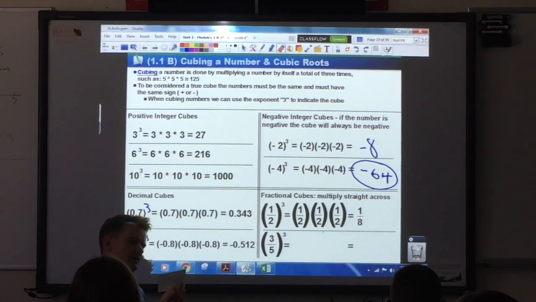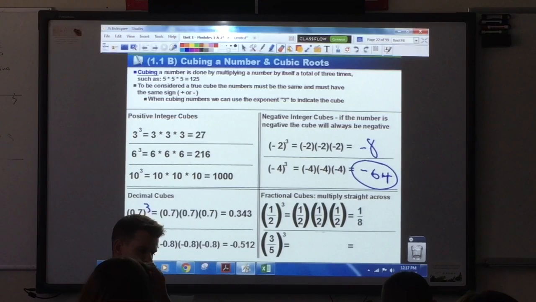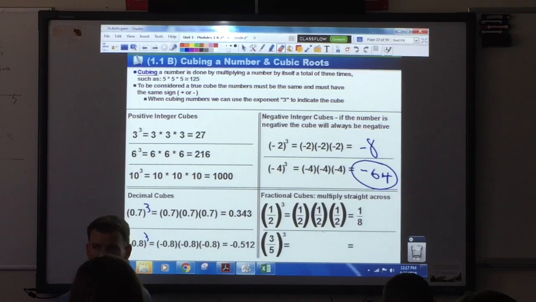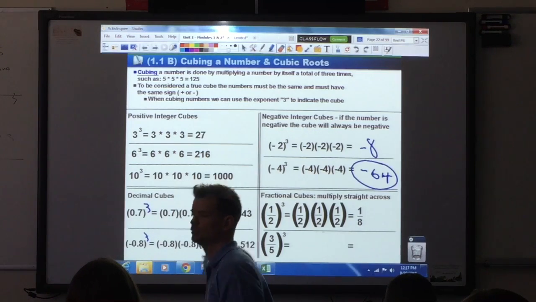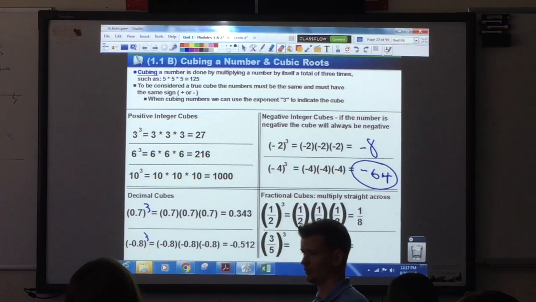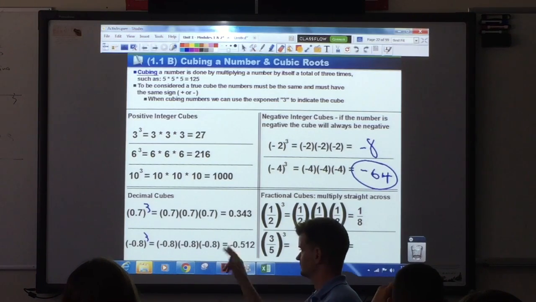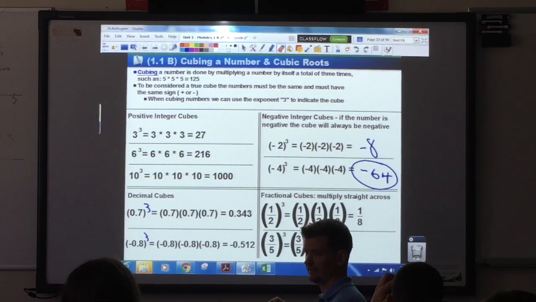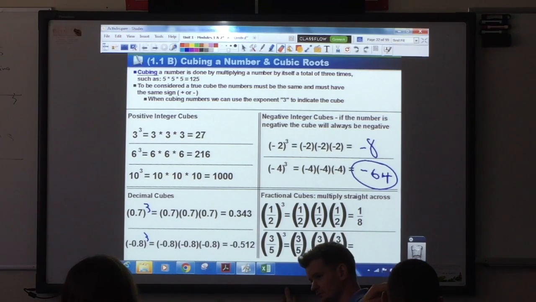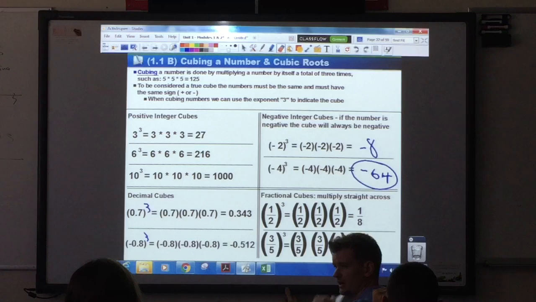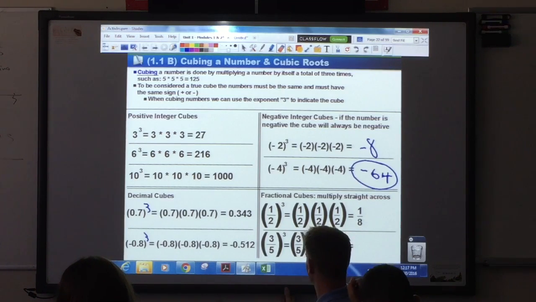Sounds easy enough. We have 3/5 cubed. How do you write that out? 3/5 times 3/5 times 3/5. And then, how do you multiply that? Multiply all the numerators and multiply all the denominators. So what's 3 times 3 times 3?